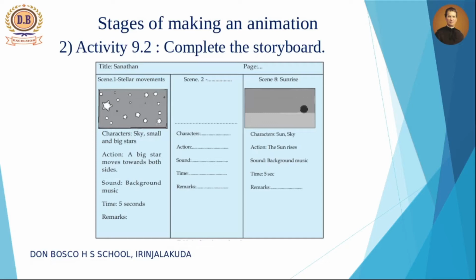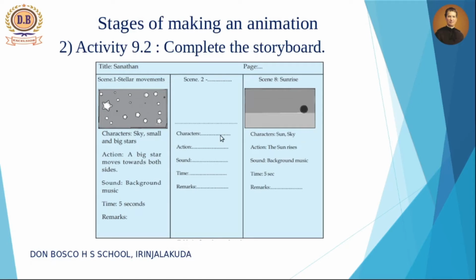And in the next scene we can give characters tree, bird and sky, then action. What will be the action? Bird flying towards the nest. And sound, we can provide background music. Time we can give some seconds. Like that we can prepare a storyboard according to the story.